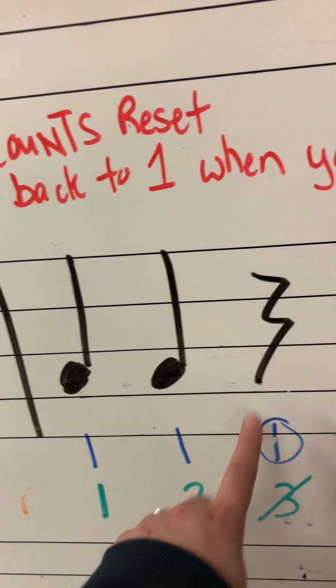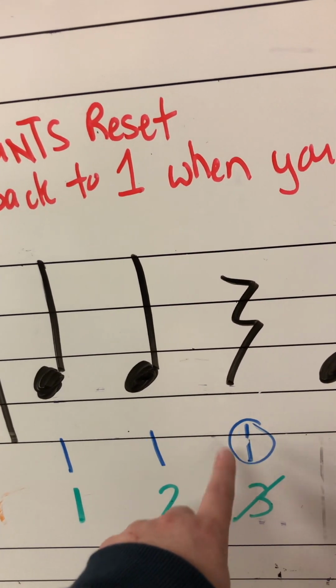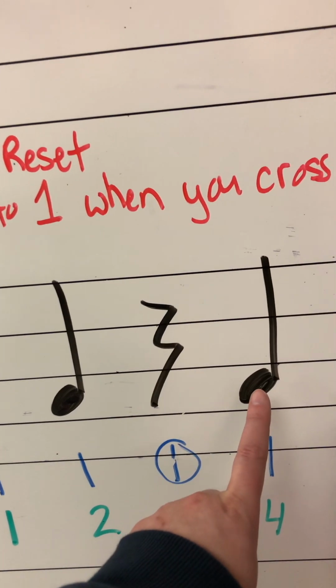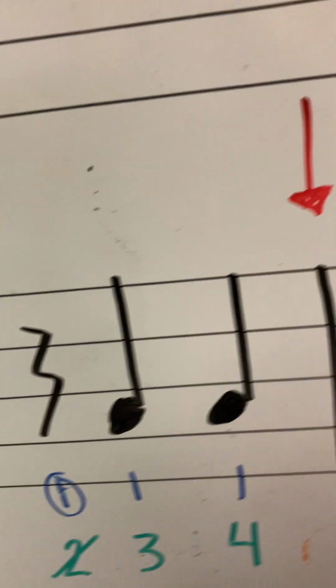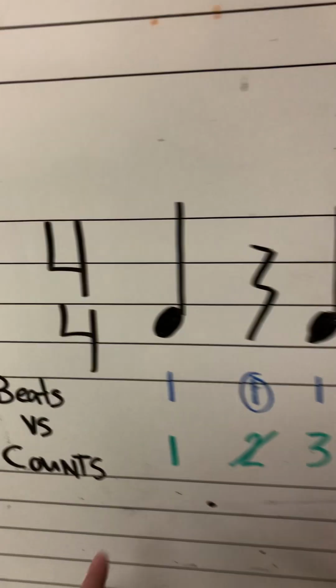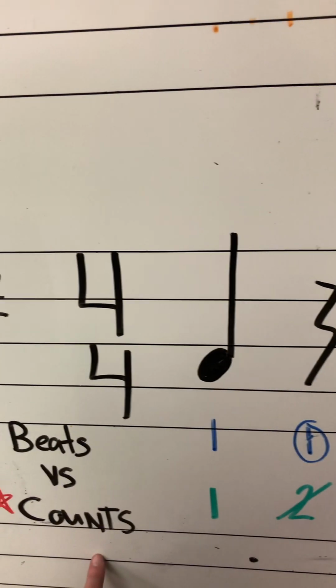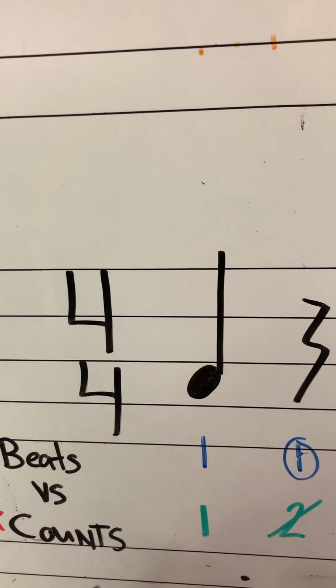Quarter note gets 1 beat. Quarter rest gets 1 beat, but it's silent, so circle it. That's a quarter note, gets 1 beat, okay? That's a step that if you get confused with writing counts, I'll explain this in just a second, do this first to help you, okay?